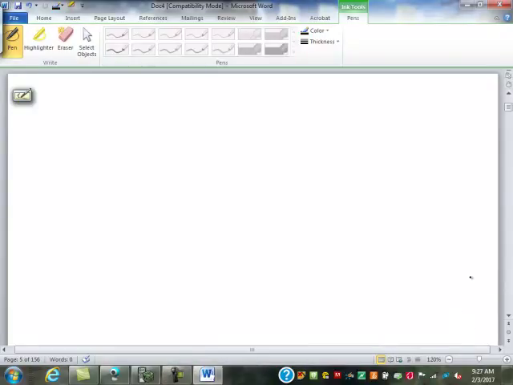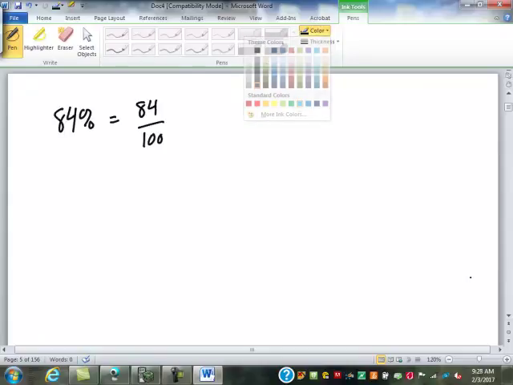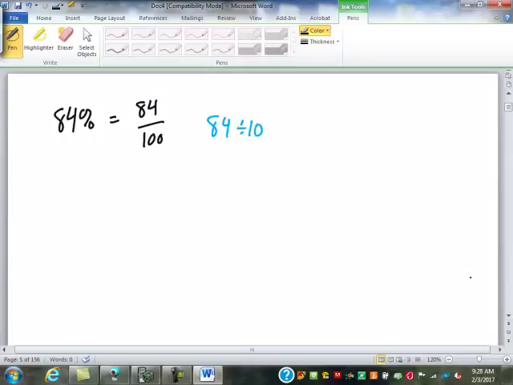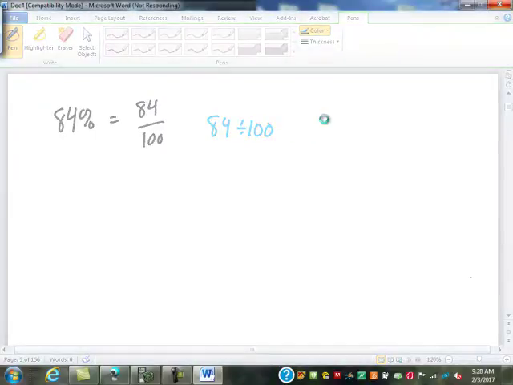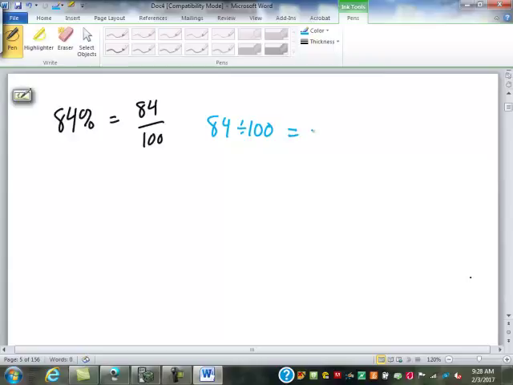So the next step, we change the percents into fractions. Let's change them into decimals. So we said 84% meant 84 out of 100. And thinking of it that way as a fraction, if we want to turn it into a decimal, we just do numerator divided by denominator. 84 divided by 100, which would be 0.84.